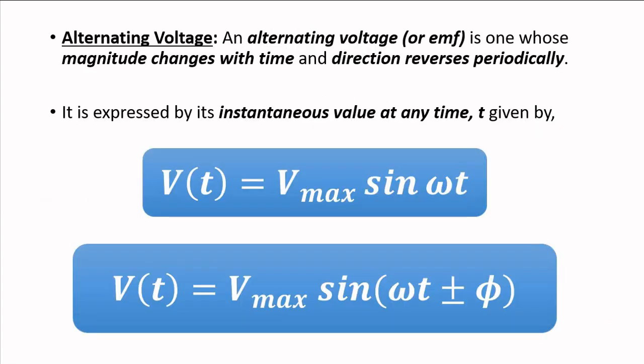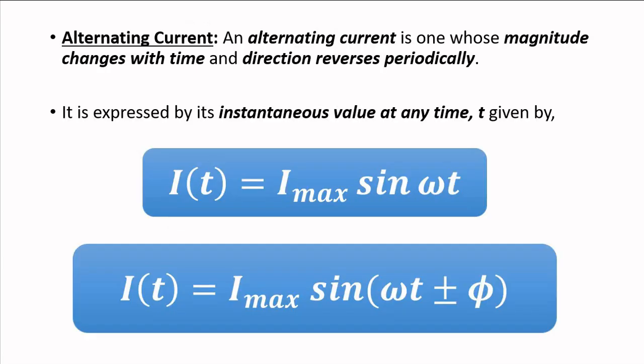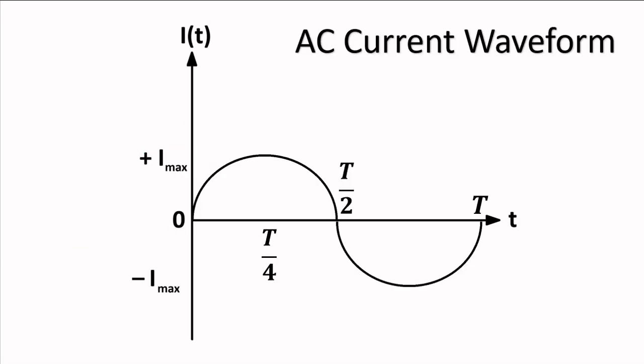The expressions of voltage and current are expressed in the form of sinusoidal mathematical expressions, which is V(t) equal to Vmax sin omega t. V(t) is the instantaneous value, Vmax is the maximum value or the peak value or amplitude, omega is the angular frequency, and t is the time. Here we have not taken into consideration any initial phase angle. This is the AC voltage waveform. Similarly, the current can also be expressed, which we discussed previously.